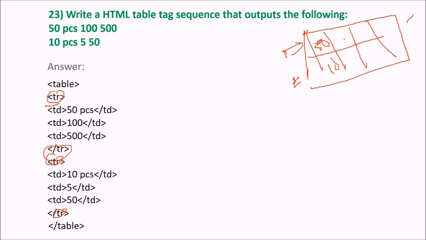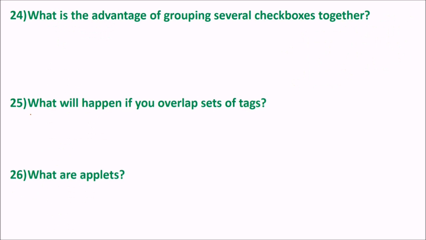Now you want to place the data inside this. There are 4 data, so you have to use 4 TD for that. Or if you want to place 50 PCS in one, you can just ignore this and have just 3 columns. TD stands for table data, table stands for table, TR for table row. 50 PCS will be the first table data, this 100 will be the second table data, and 500 will be the third table data, and likewise for the second row: 10 pieces, 5 and 50.